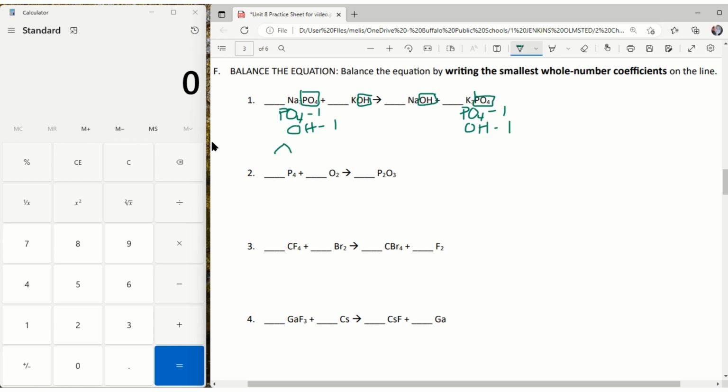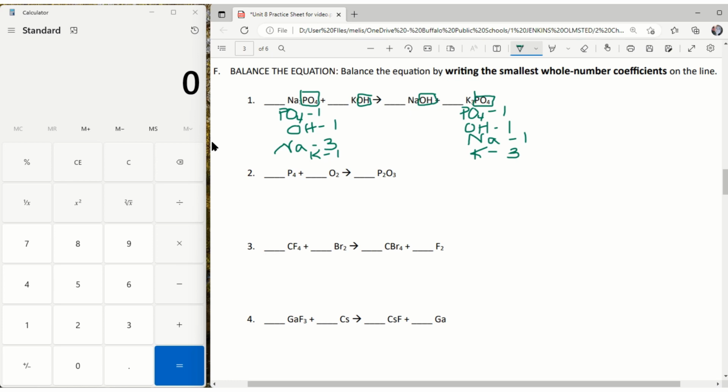Now I just look at what's left. So I have Na, and I have 3 of them, and I have K, and I have 1. So on this side, for Na, I have 1, and for K, I have 3. Okay, well, that is definitely not balanced, right? So let's just fix Na first.